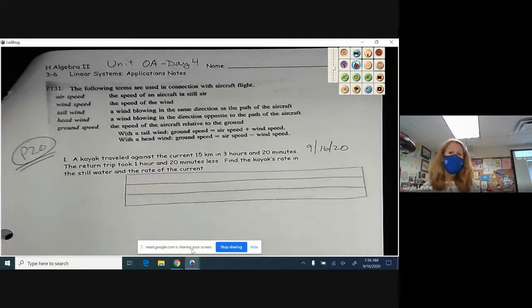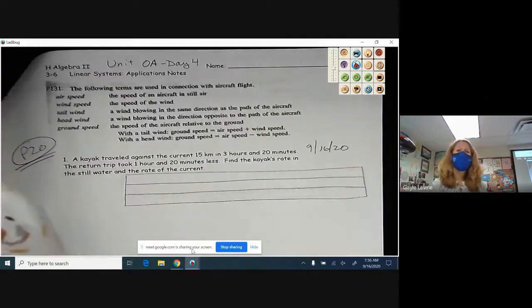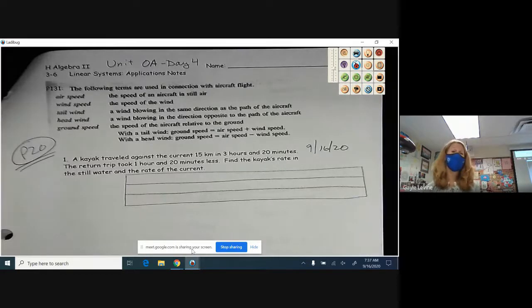All right, and then ground speed. This is the speed of the aircraft relative to the ground. So if you have a tailwind, you're going to add the wind speed. If you have a headwind, you're going to subtract the wind speed because it's going to slow you down. All right, so number one says a kayak traveled against the current 15 kilometers in 3 hours and 20 minutes. The return trip took 1 hour and 20 minutes less. Find the kayak's rate in still water and the rate of the current.